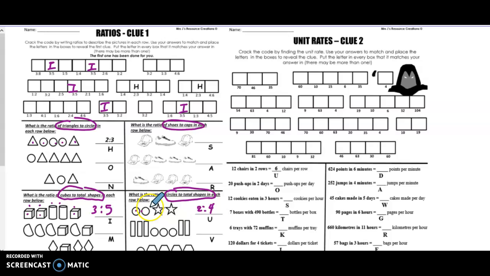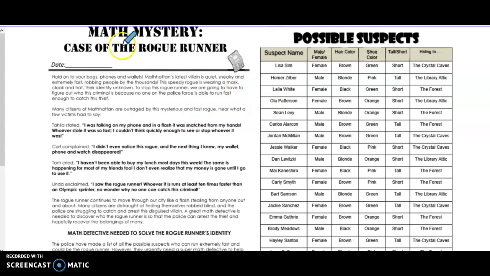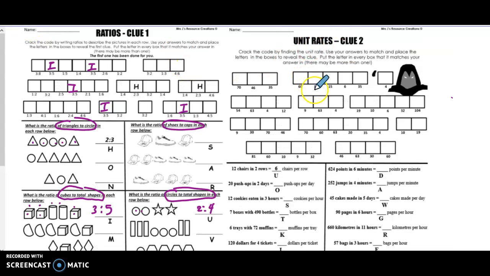All right, so I've already done a couple with you. Now let's go over here, all right? Clue 2. Now, first of all, let's go back to clue 1. Once you get your clue, it's going to tell you who to go back here to eliminate, all right? So you've got to eliminate to figure out who the clue is. That's your clue. Now let's look at clue 2. Crack the code, all right? Same type of thing. Now notice it says 12 chairs in 2 rows equals how many chairs per row? Per row means per 1 row.